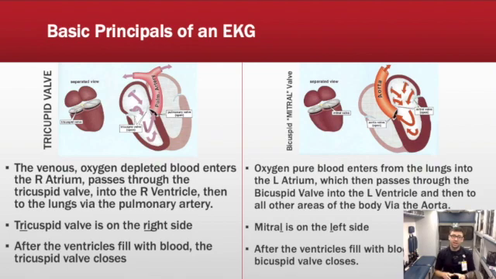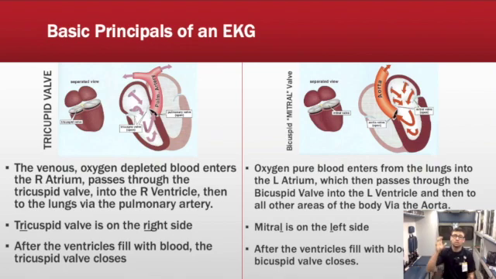The bicuspid valve, you guessed it, is on the left side. The oxygenated blood enters from the lungs into the left atrium, which then passes through the bicuspid valve into the left ventricle, and then to all other areas of the body through the aorta.